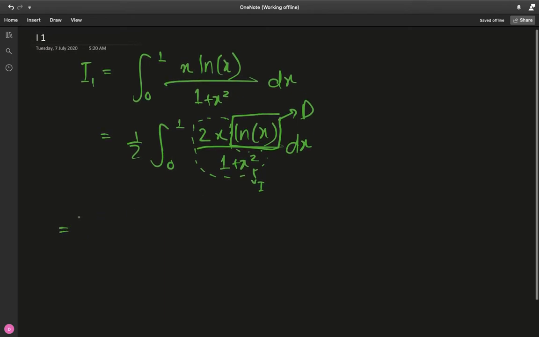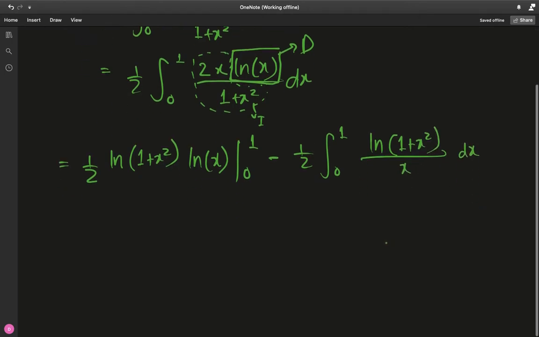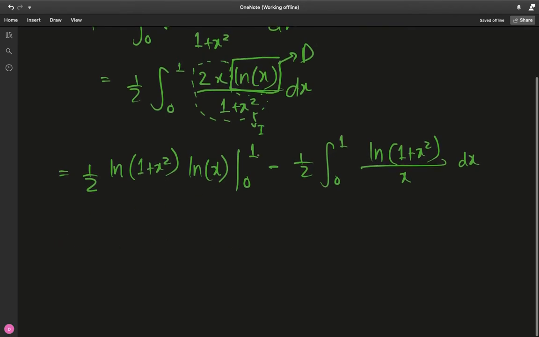So when I apply integration by parts on this, I have half times the antiderivative of 2x over 1 plus x squared, which is just natural log of 1 plus x squared, and then this term as it is, natural log of x, evaluated from 0 to 1, minus half of integral from 0 to 1 of natural log of 1 plus x squared over x dx. Now at 1 we have natural log of 1 times natural log of 2. Natural log of 1 will make the entire thing go to 0.